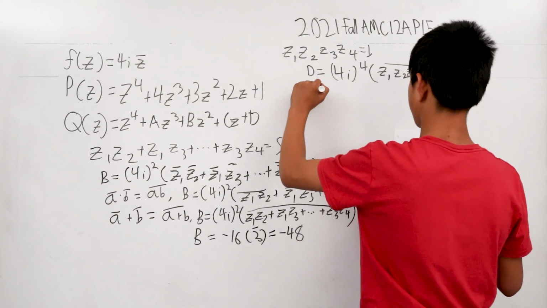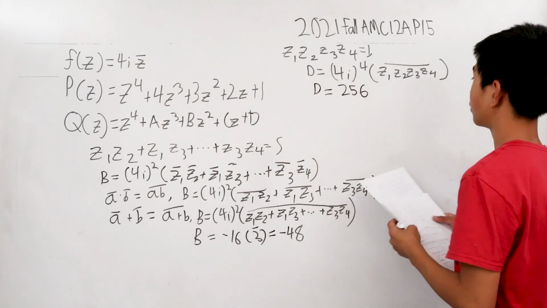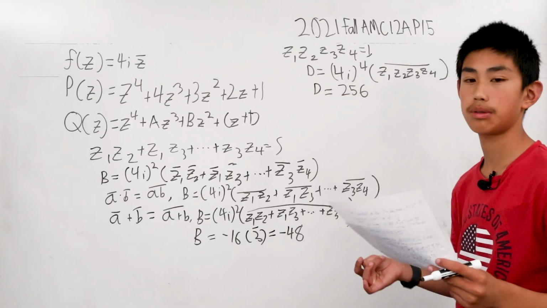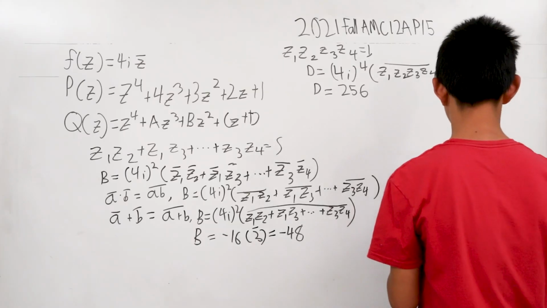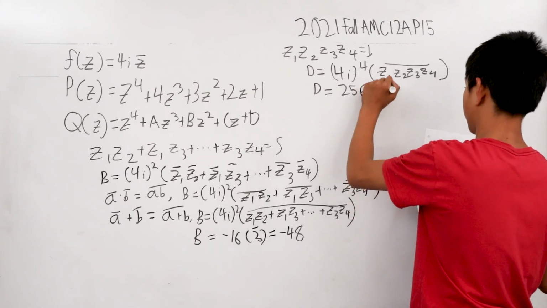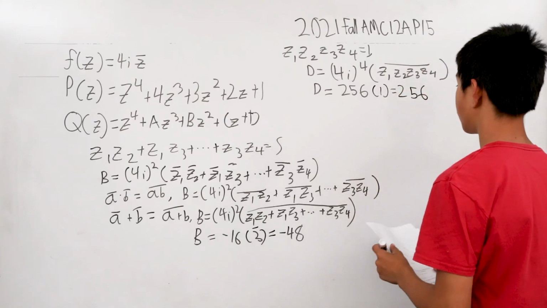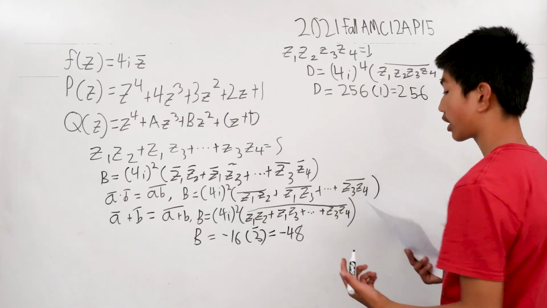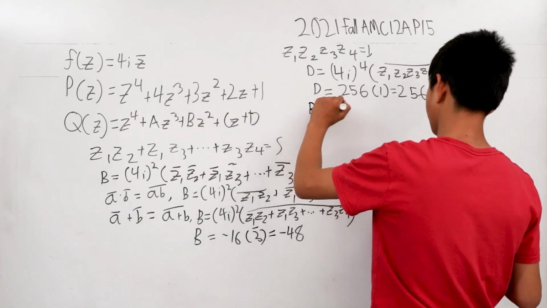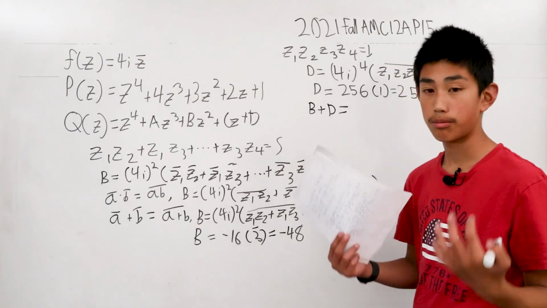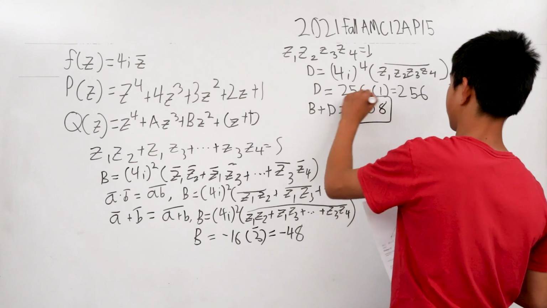So d is equal to 256, since there are two negative ones, those just cancel out to be 1. And this just ends up being 1, so this is 256 times 1, which is 256. We finally have our numbers. D is 256, B is negative 48. When you sum those up, B plus D is equal to 256 minus 48, or 208, and that is our answer for this problem.